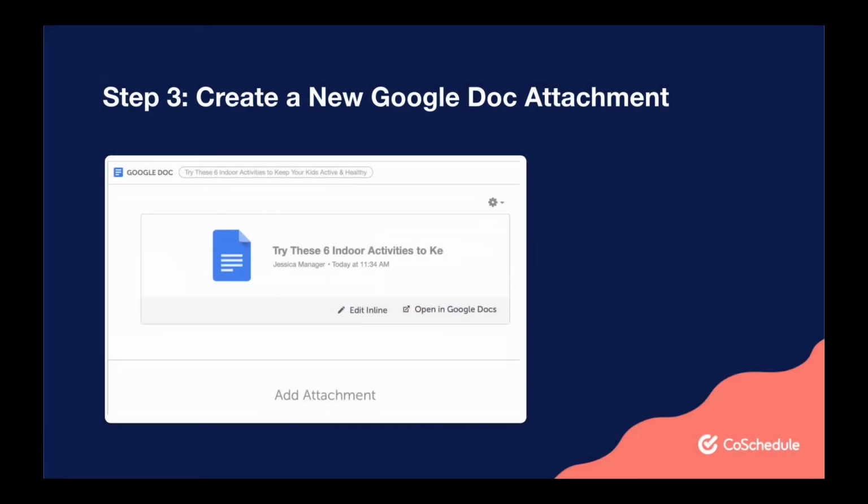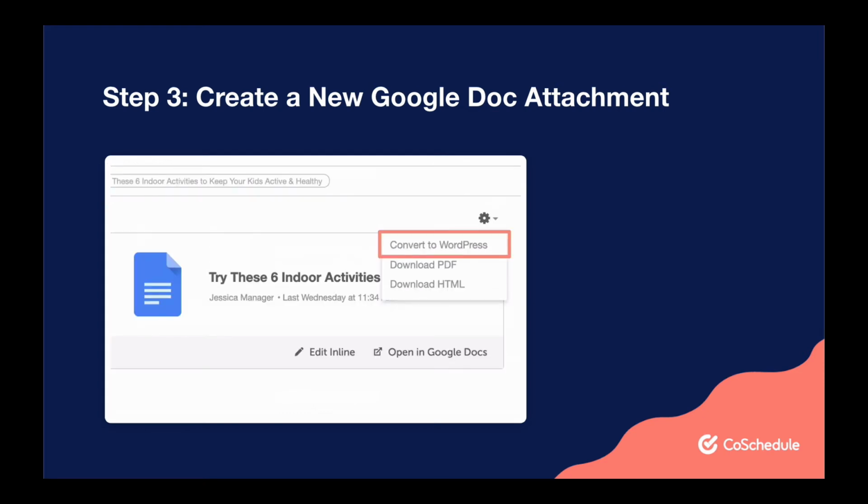Next, you'll want to attach a Google Doc to your project. This allows you to write content and collaborate with your team directly inside your CoSchedule calendar. If you prefer, you can also use the text editor, Microsoft Office 365, or Evernote to draft your content. Once you're ready to publish your blog post, you can use the Convert to WordPress button to automatically move everything in the Google Doc over to a new WordPress post with just one click.